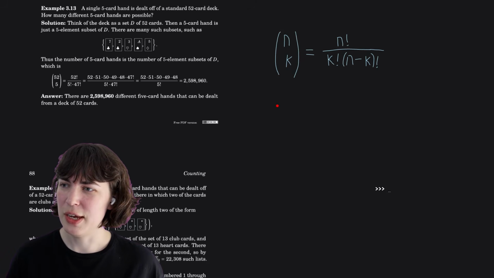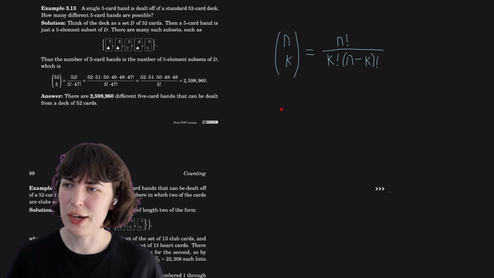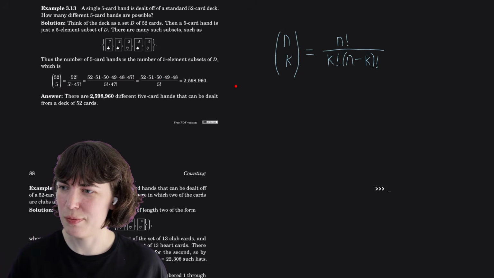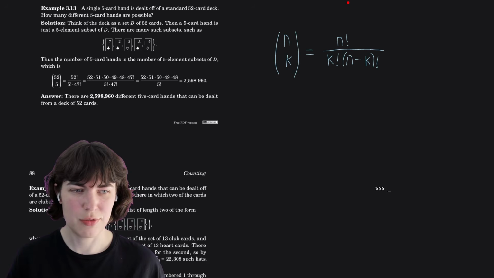So in that case, we're looking at 52 choose 5, right? Which is indeed what is being done. And then that's just calculated, right? That's fine.